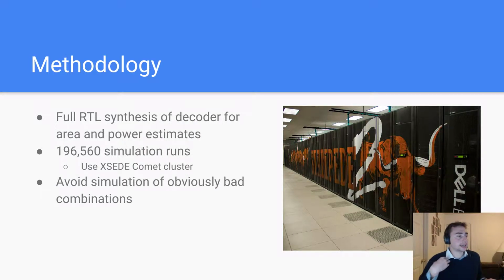So let's see what they did. In order to get some power and area estimations, they do a full RTL synthesis of a decoder. Now, very large design space here. We're talking about not only all of these possibilities with a Composite-ISA, but you're going to have to test these on applications. So tons and tons of simulations that they ran. They actually used the XSEDE Comet cluster, and they ran 196,560 simulation runs.